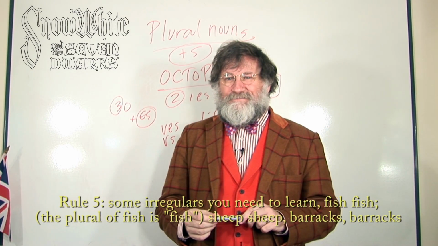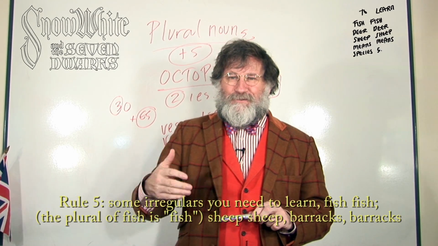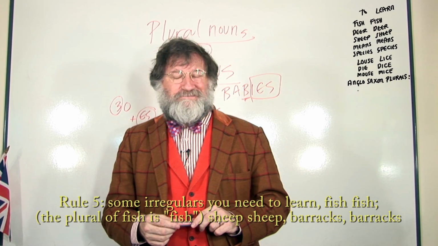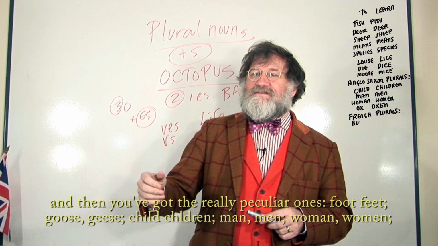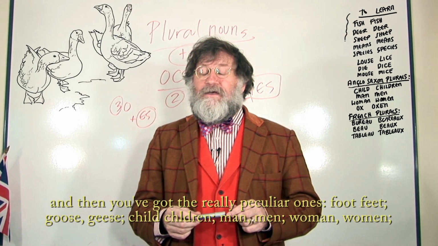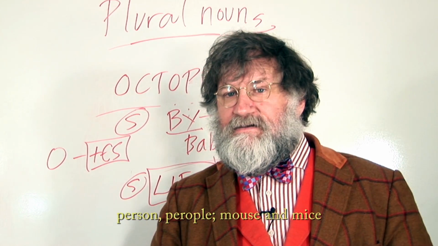Rule 5. Some irregulars you need to learn. Fish. The plural of fish is fish. Fish, fish. Sheep, sheep. Barracks, barracks, and then you've got the really peculiar ones, foot, feet, tooth, teeth, goose, geese, child, children, man, men, woman, women, person, people, mouse, and mice.